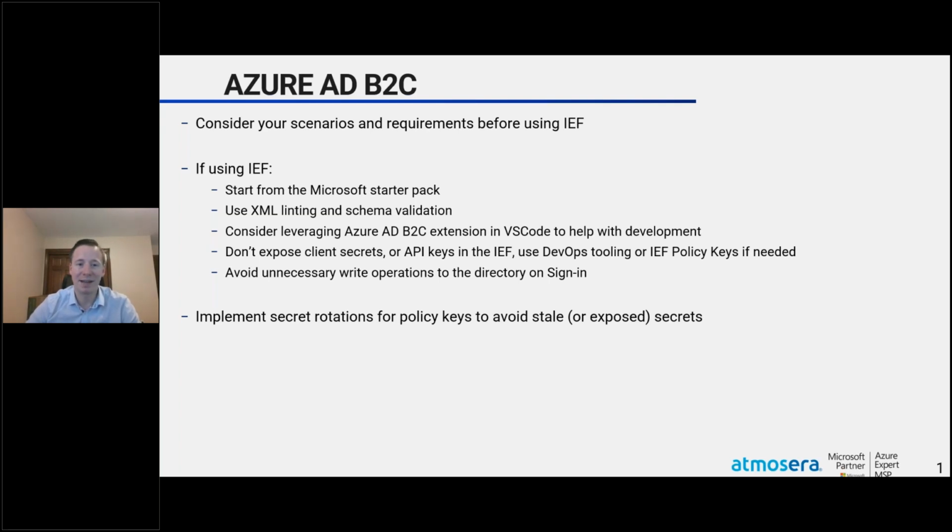And then lastly, make sure that you don't store any secrets within the XML policies. Like if you're doing a REST API call, don't put the REST API key as part of the XML code that you might check into source code or part of your CI/CD process. Use your DevOps tooling and the policy key sets within Azure AD B2C to help protect those secrets.